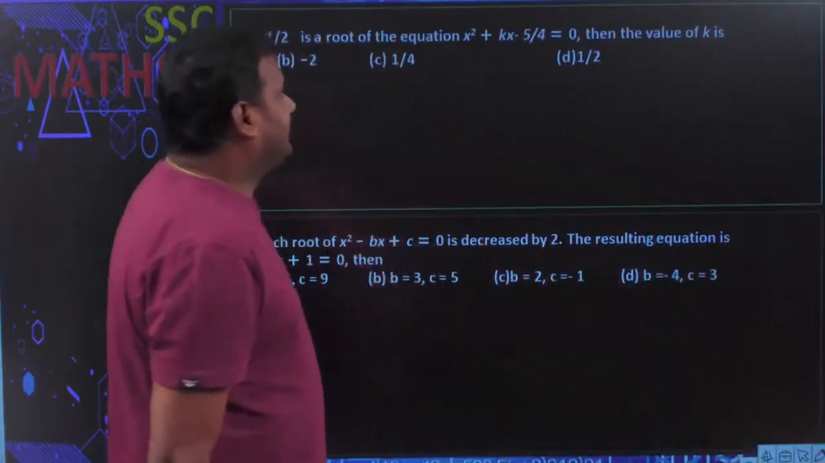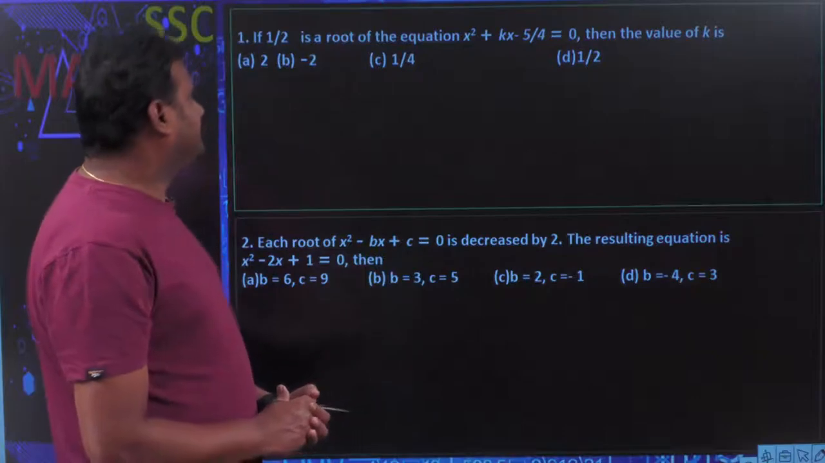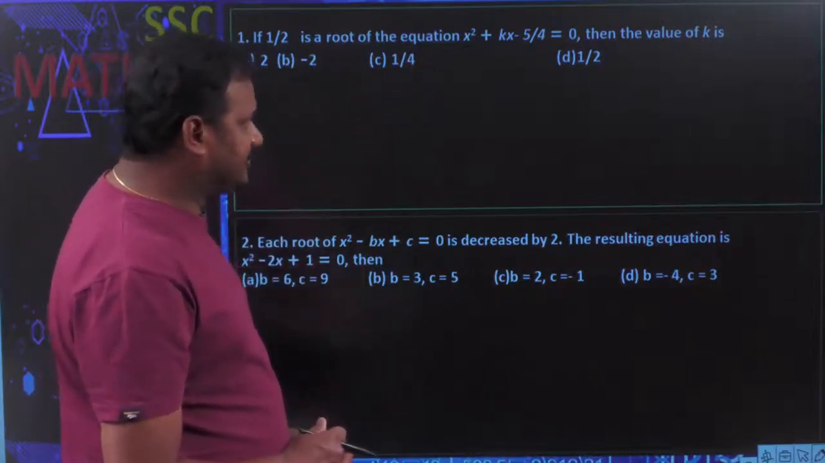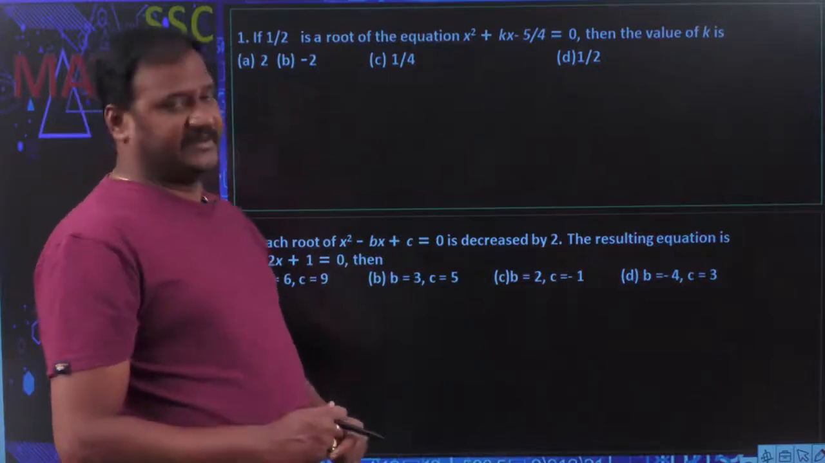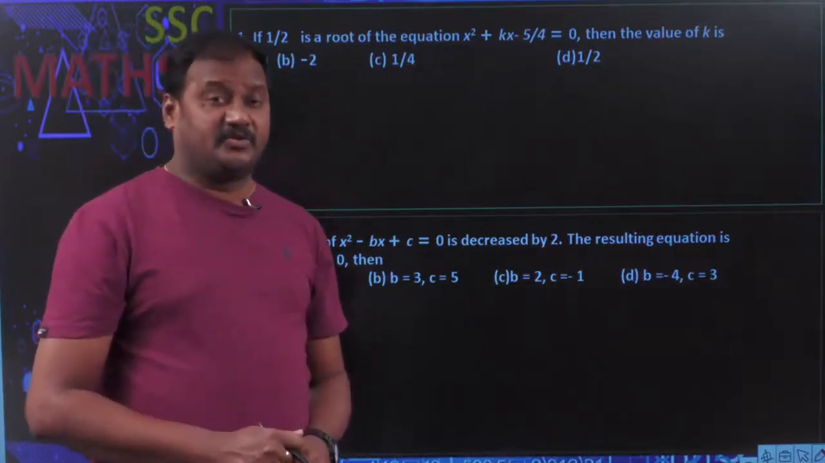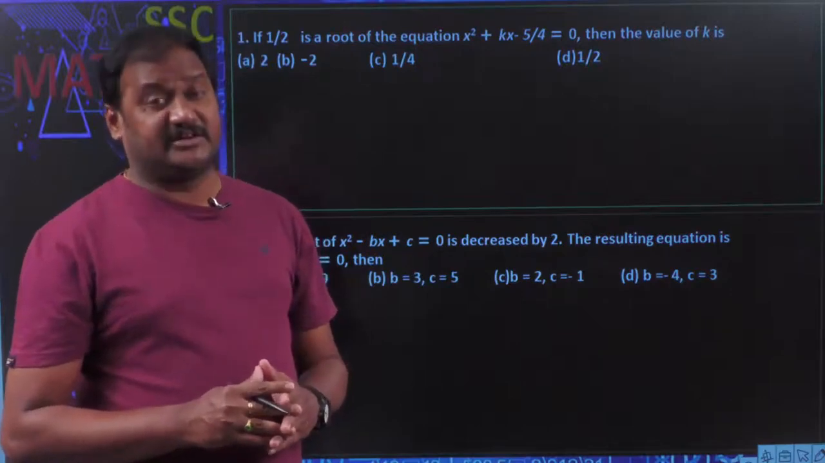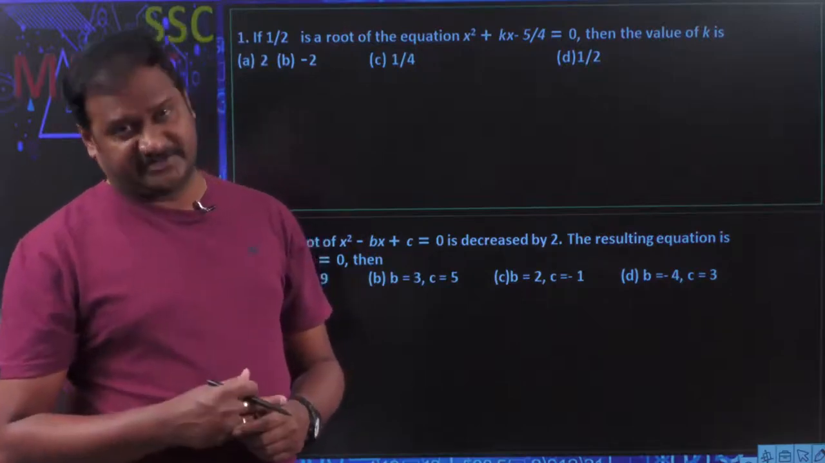See the first problem: if 1 by 2 is a root of the equation x square plus kx minus 5 by 4 is equal to 0, then find the value of k. What do you mean by root of the equation? Root of the equation is also called the solution of the equation.